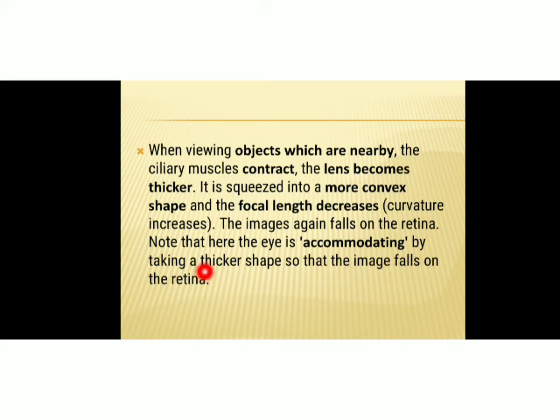Because whenever the eye focuses on any object, whether it is a nearby object or a far away object, it doesn't matter, the image should always form on the retina. So if the image is to always form on the retina, the eye should adjust its focal length, and the ciliary muscles help the eye lens to do this. Okay, so this is power of accommodation.